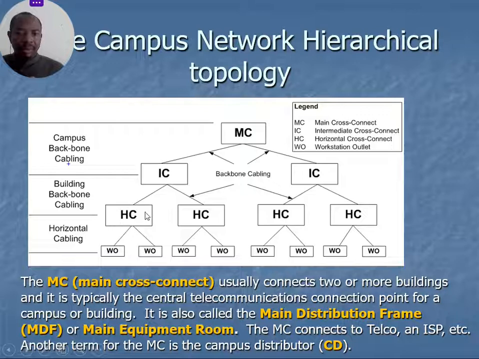Maybe you have one horizontal cross connect for one floor, another horizontal cross connect for another floor, another horizontal cross connect for another floor within the same building. You can have many horizontal cross connects depending on the level and depending on how big the station computers are.